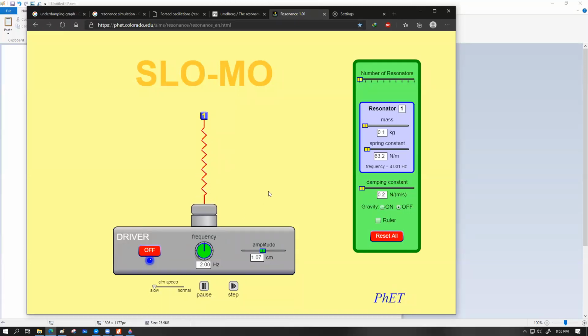So let's say now we have made this into 2 hertz. So what is happening? The amplitude has decreased. It looks out of sync, sir. Yeah, the amplitude has decreased.